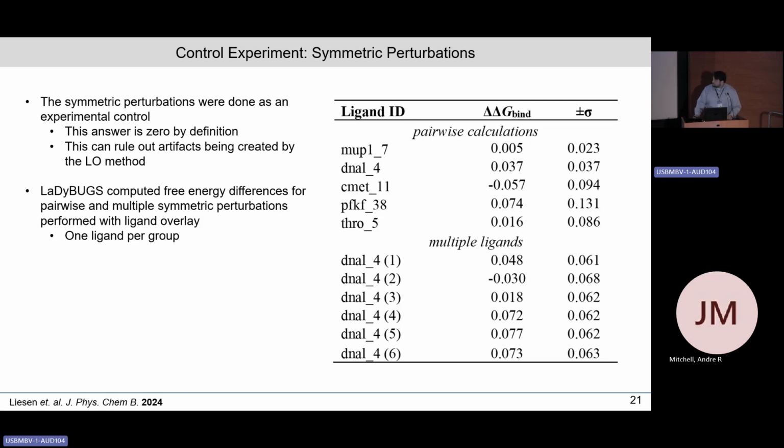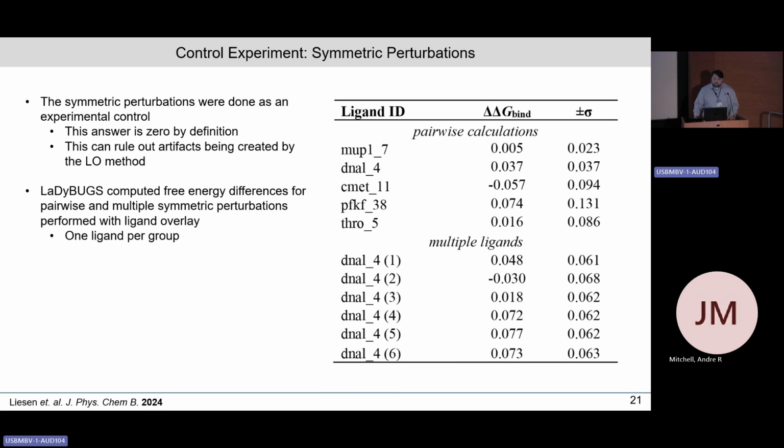And so we used LaDyBUGS to compute the free energy differences for a set of pairwise and multiple symmetric perturbations performed with ligand overlay, and we used one ligand per group that I showed earlier. You can see these are all very close to 0 within our uncertainties. And when we perturb between multiple copies of the same ligand in the same simulation, again, we got very close to 0 within our statistical uncertainties. And so we were very happy with that.